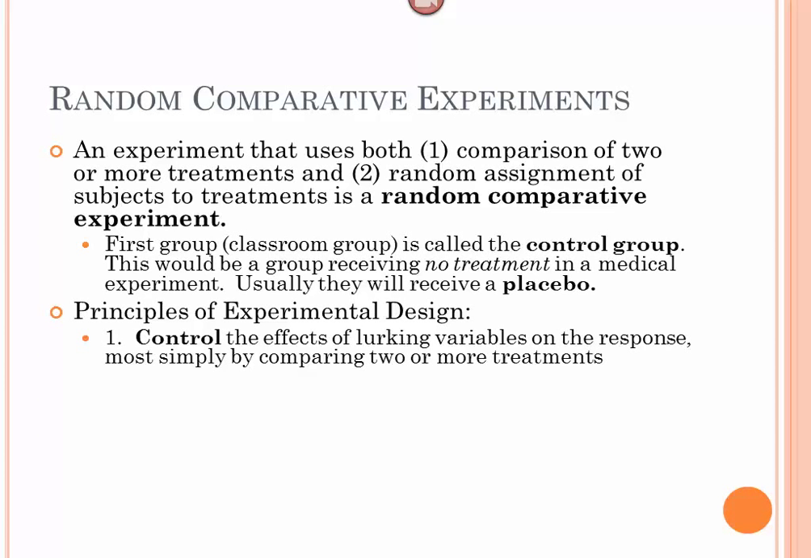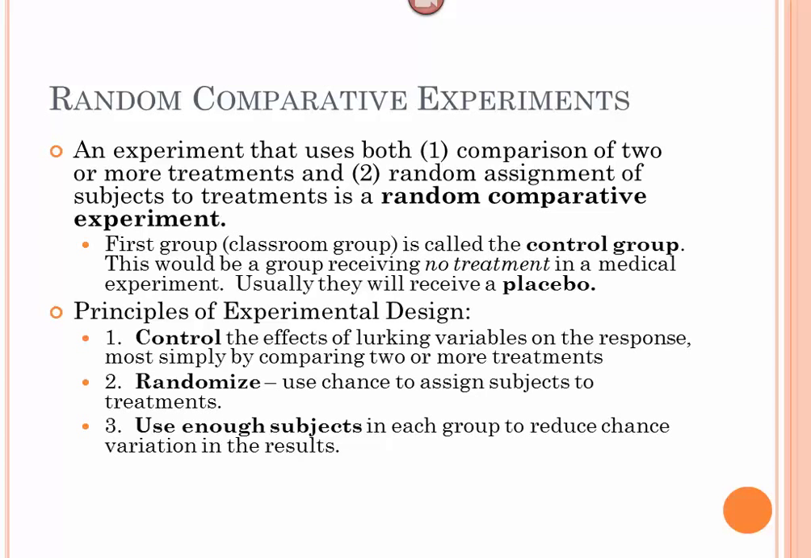When we design an experiment, number one, we want to control the effects of lurking variables on the response variable. The way we want to do that is to make two comparative groups, one that's receiving no treatment or a placebo, and the other is receiving the actual treatment. We want to use random assignment for the groups, and third, we want to use enough subjects in each group to reduce the chance of variation.